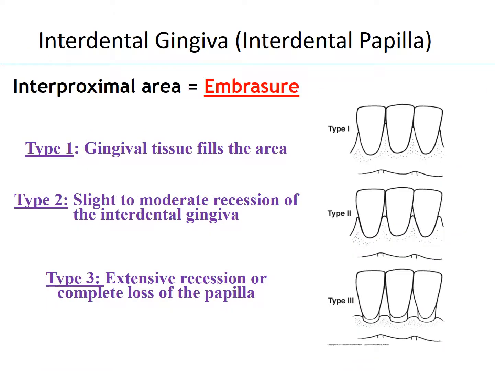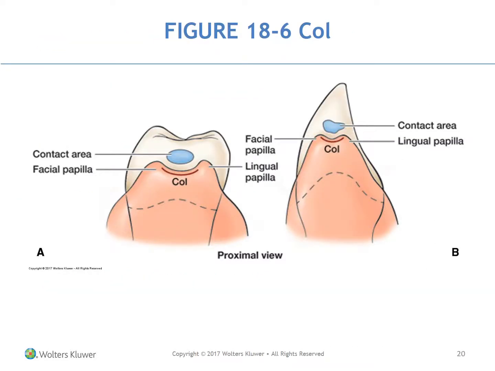Interproximal area, the embrasures: you can see type 1, the gingival tissue is going to fill that embrasure space. And then type 2 is going to be slight to moderate recession of the interdental gingiva. And type 3 is going to be extensive, where the papilla is below the CEJ. Here's our col, and you can see where the contact area is and how that col just kind of follows that contact area in health.